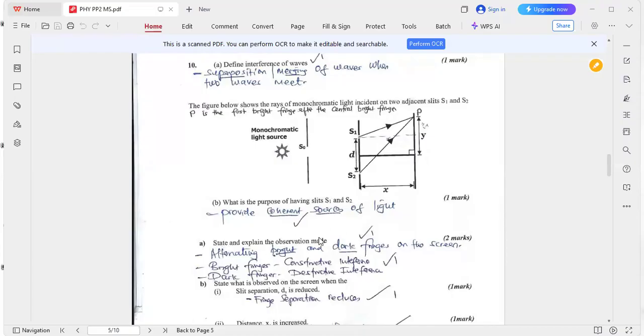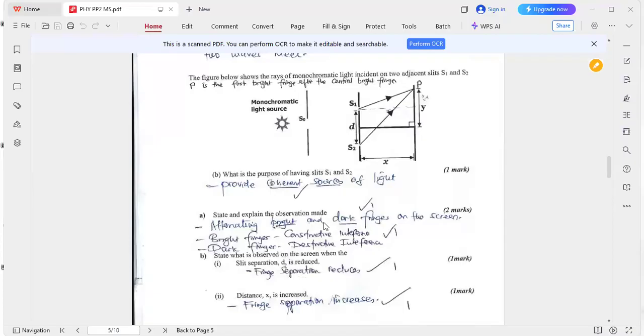State and explain the observation made. What we see on the screen here is alternating. The word alternating is a must. Alternating bright and dark fringes. Bright fringes because of constructive interference, and dark fringes due to destructive interference. This is the explanation.